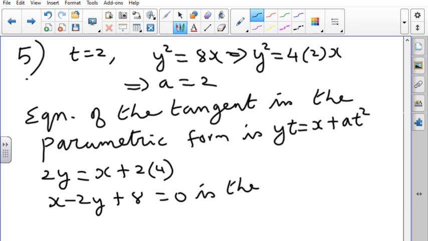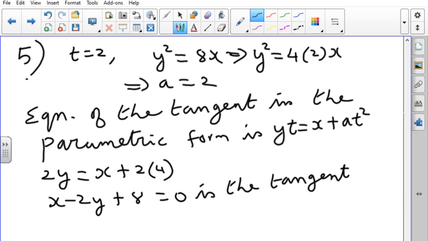It can be done in another method also. We know that the point of contact to the parabola is at square comma 2at. So finding the point of contact, we can use another method and it can also be done.